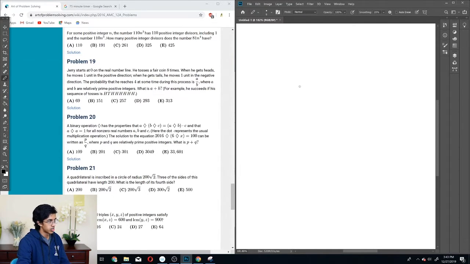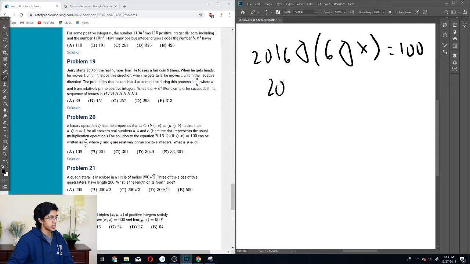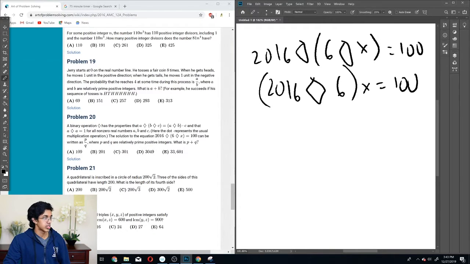So a binary operation has the properties that A of this thing, so it's basically associative, kind of? Oh, not really. Okay, so what could we do? Alright, so basically it says that 2016, this, 6, this, x is equal to 100. Which is basically the same thing as saying that 2016, this of 6 times c times x is equal to 100. So if we could theoretically make 2016 multiply by itself, then we'd be chilling.